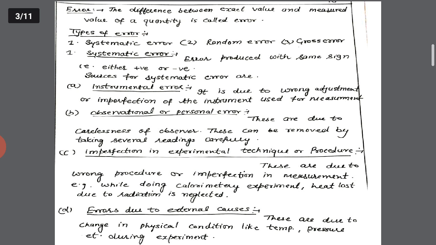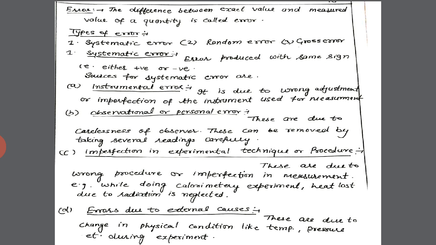Error. When we study the actual value and the measured value, if both have a difference, then the quantity is said to have error. The difference between the exact value and the measured value of a quantity is called error. Types of error: systematic error, random error, and gross error. There will be three types of error: systematic, random, and gross. We will study them one by one.